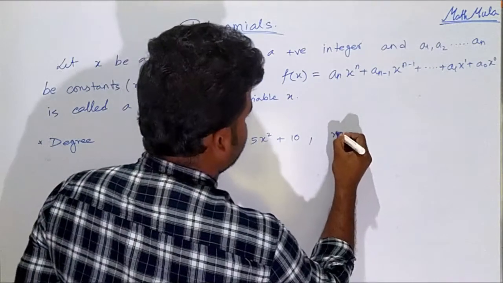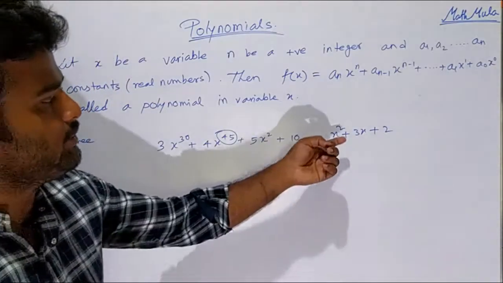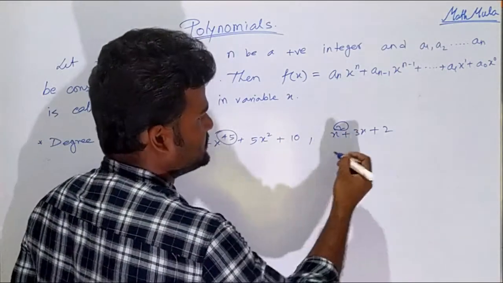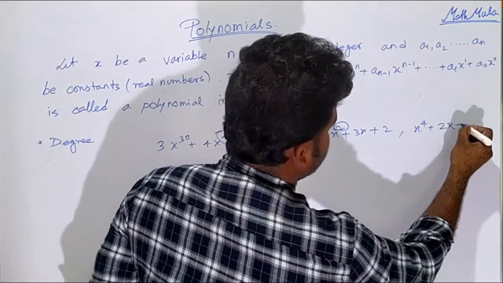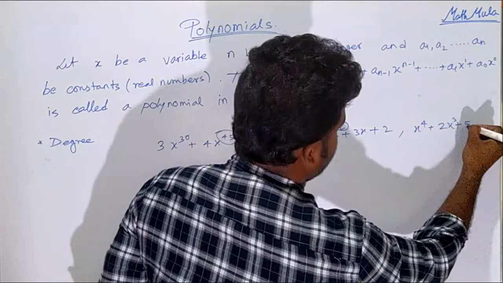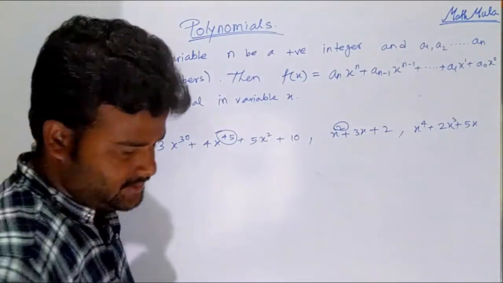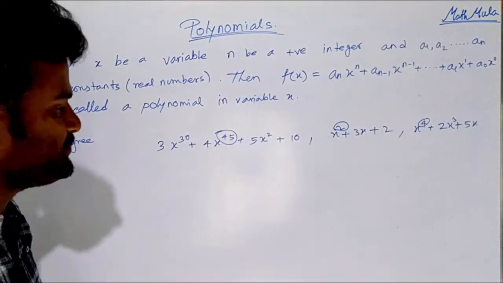Similarly, we can write x squared plus 3x plus 2. And the degree of this polynomial is 2 because 2 is the highest power of x. Similarly, x to the power 4 plus 2x cube plus 5x. For this polynomial, the highest power of x is 4. That is, the degree of this given polynomial is 4.